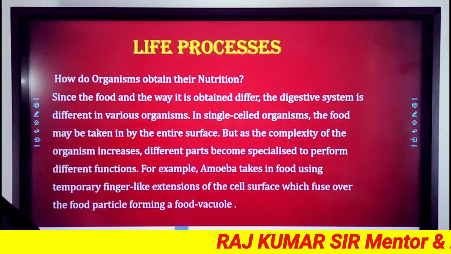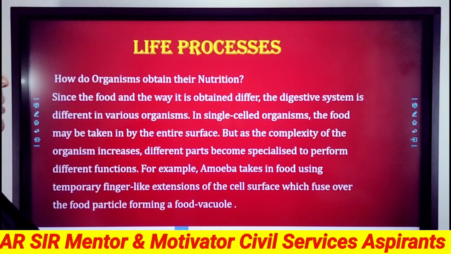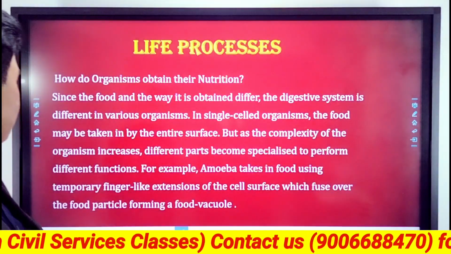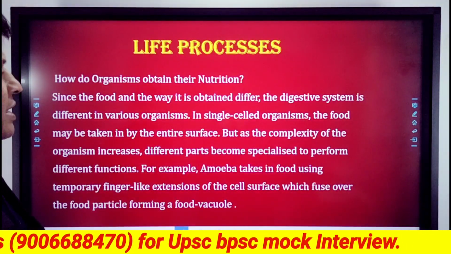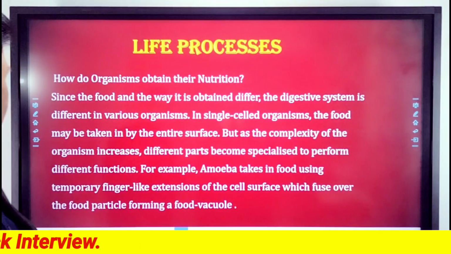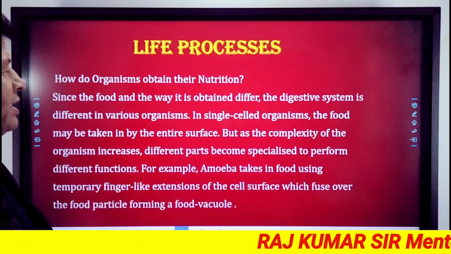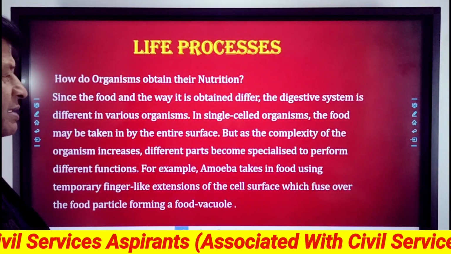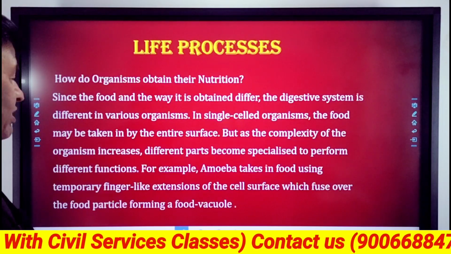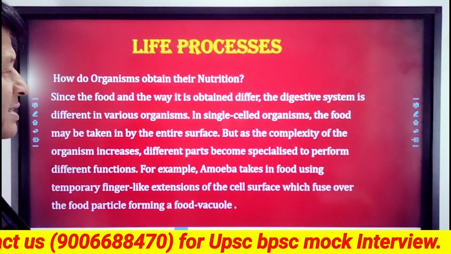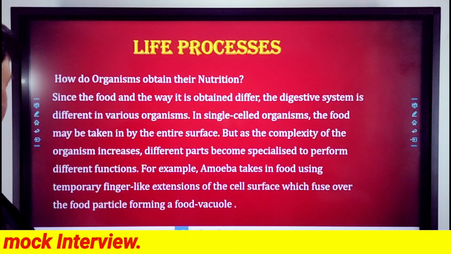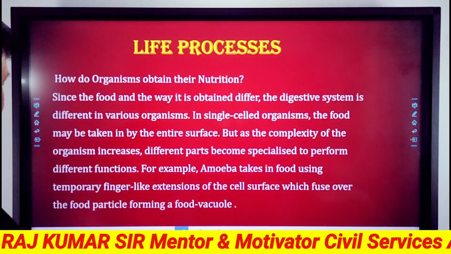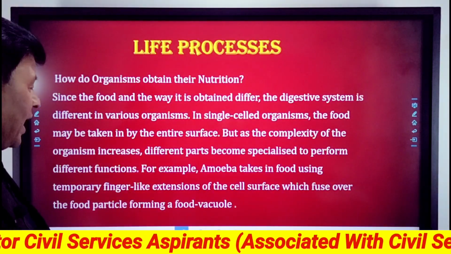How do organisms obtain their nutrition? Since the food and the way it is obtained differ, the digestive system is different in various organisms. In single-celled organisms, the food may be taken in by the entire surface, but as the complexity of the organism increases, the different parts become specialized to perform different functions. For instance, amoeba takes in food using temporary finger-like extensions of the cell surface which fuse over the food particle, forming a food vacuole.